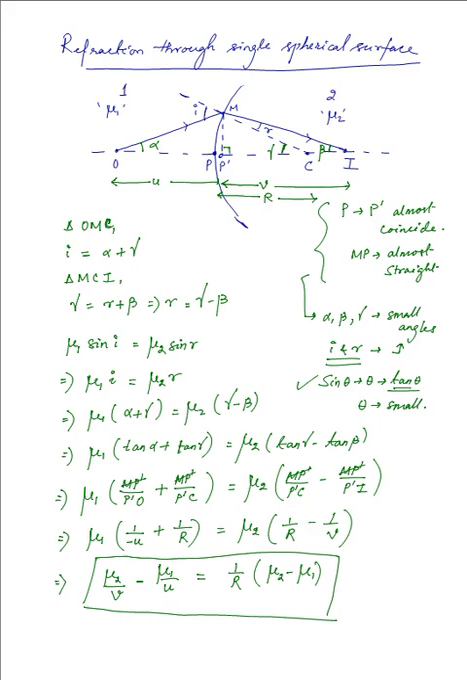In this case, the media have absolute refractive indices mu1 and mu2 respectively for the first and second medium. Now we will be extending this to the lens maker's formula, which of course will be established in the next video.